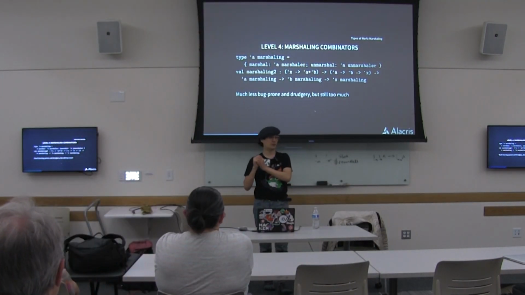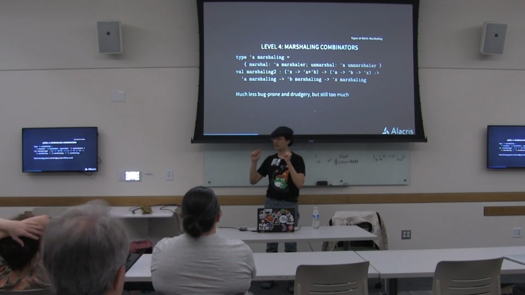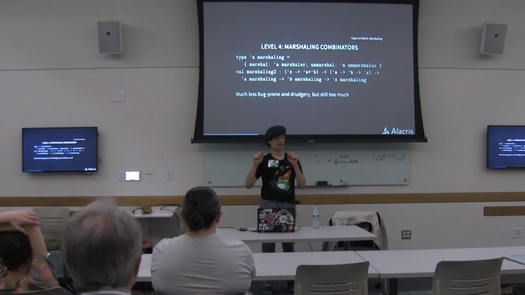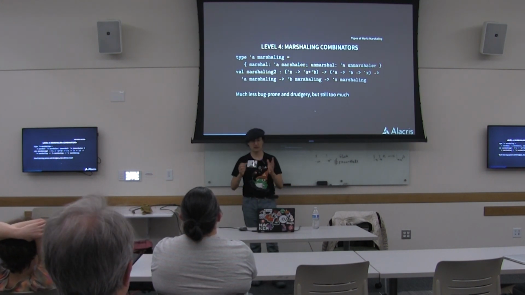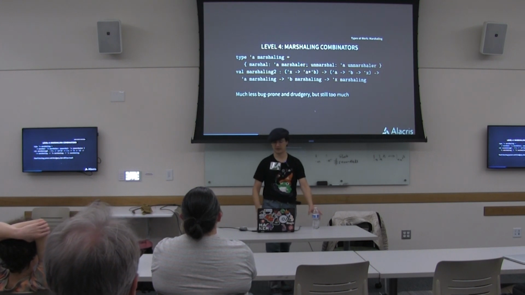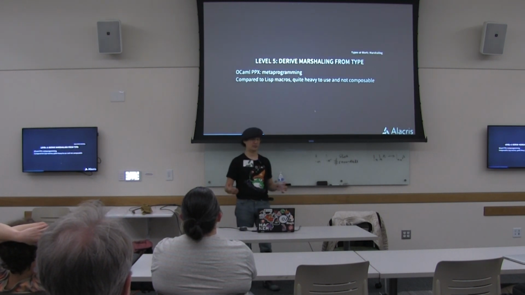And that's much less bug prone because now with these proper constructors, my marshallers and unmarshalers will be inverse of each other by construction. So it's much better, but it's still a lot of bug-prone drudgery. And we can do better. What do we do? We derive the marshalling from the type.